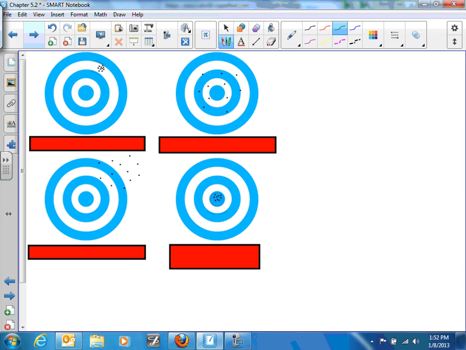All right, and we're going to look at this. Now notice, I want you to notice these dots right here. Here is my parameter. Notice that they're all really close together. That means that is low variability.